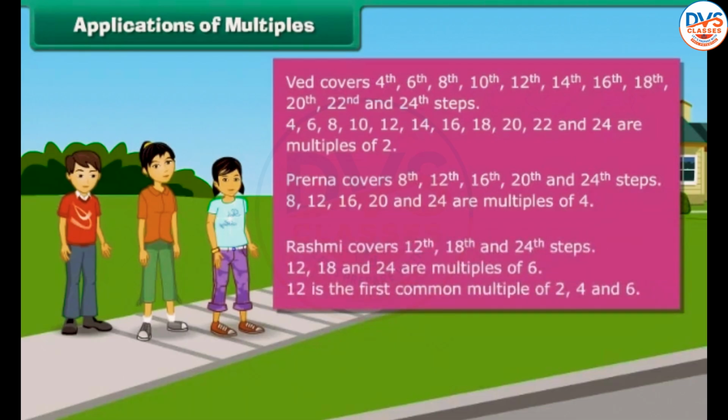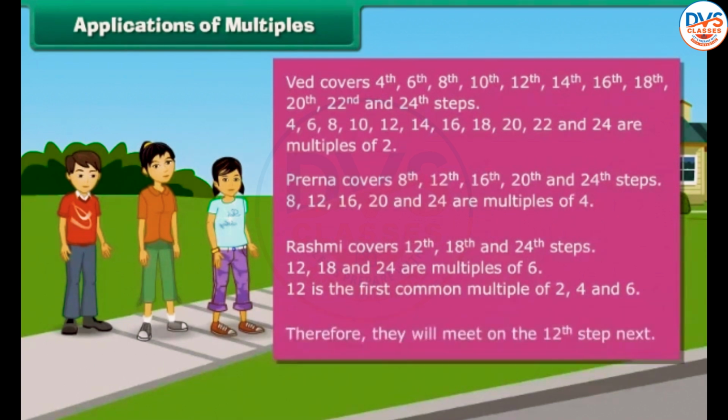Rashmi covers 12th, 18th and 24th steps. 12, 18 and 24 are multiples of 6. 12 is the first common multiple of 2, 4 and 6. Therefore, they will meet on the 12th step.